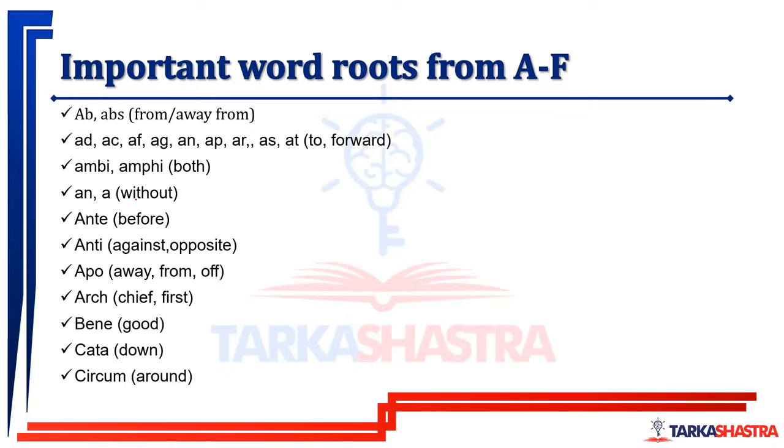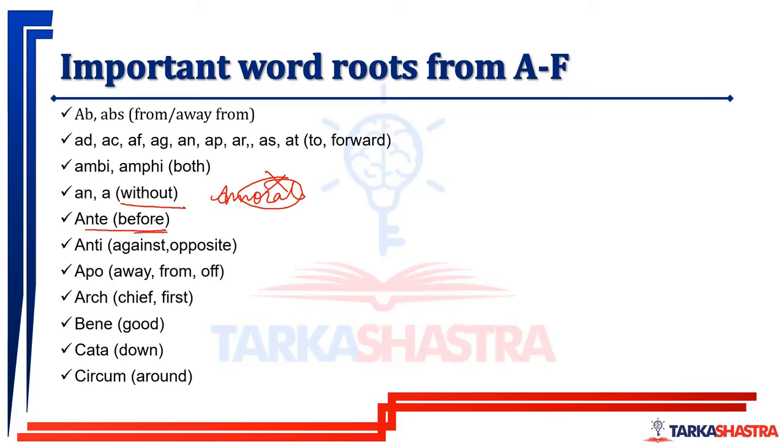Okay, an or a. What do we have in an or a? An or a means without. So the words are agnostic, amorphous, amoral, without morals. Okay, anarchy, anemia, apathy, or atypical. Okay, something that is without any type, or something that is not typical.